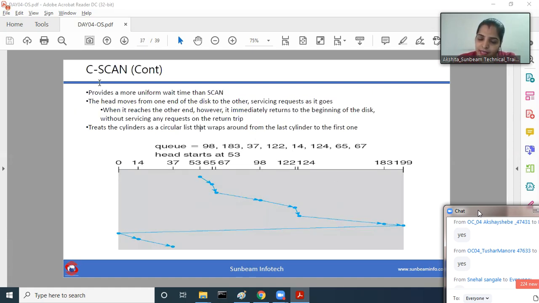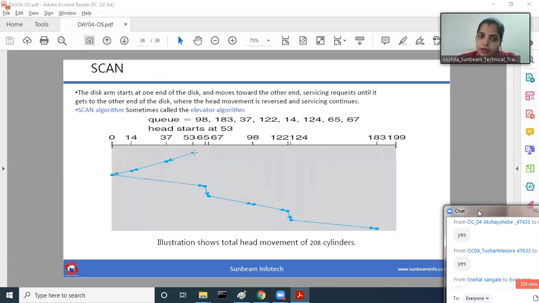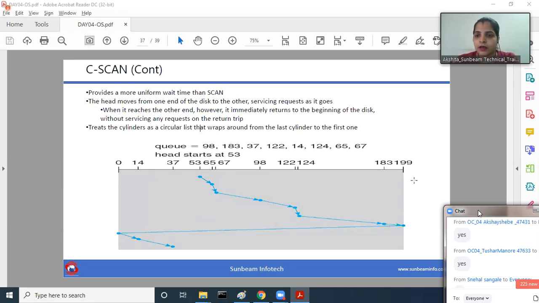If you take C-SCAN as well, in this scenario 53, 37, 14, 0, and then in a circular scan you go straight to 199, then in the return journey you served 183, 124, 122, 98, and so on. That is also absolutely okay. Both the options are correct.